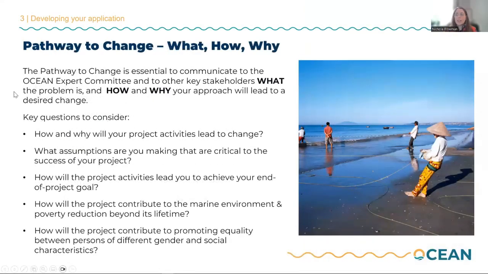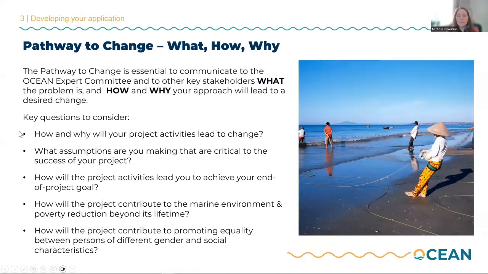So the pathway to change. You can think of this section as the what, how, and why of your project. This is essential for communicating what your project is, what problem you're trying to address, how and why your approach will lead to the desired change.